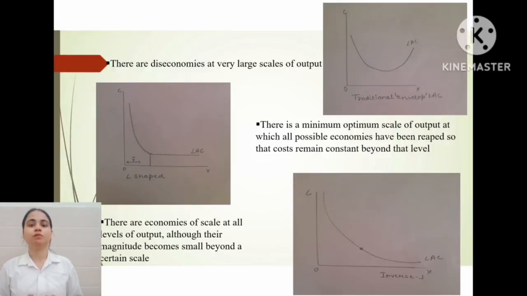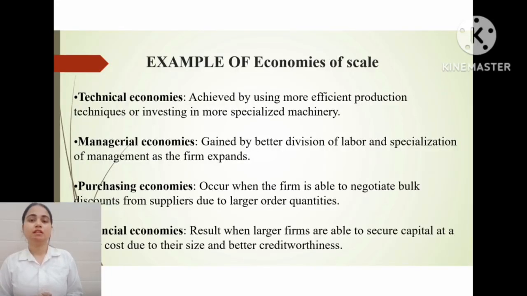In the next slide we have examples of the economies of scale. There are lots of examples. For the technical economies, we can say these are achieved by using more efficient production techniques or by investing in more specialized machinery. Second one is managerial economies, gained by better division of labor and specialization of management as the firm expands, like a big firm.